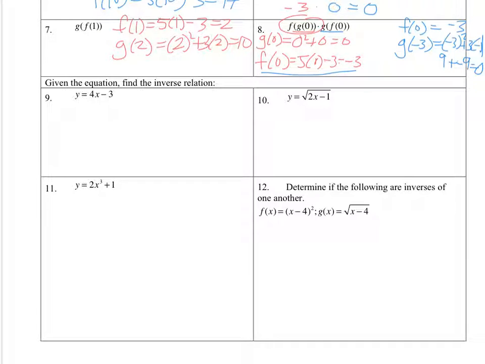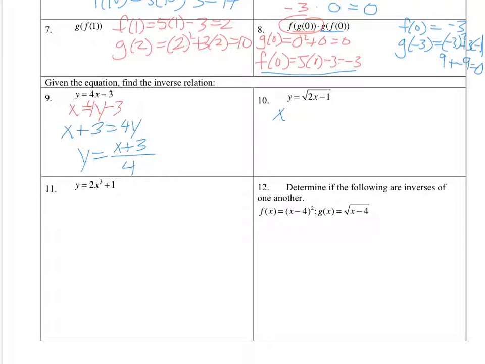Number 9, given the equation, find the inverse. So first thing I'll do is I'll switch my x and y. So I got x equals 4y minus 3, solving for the new y. Get x plus 3 equals 4y. Y equals x plus 3 over 4. Do the same thing for number 10.